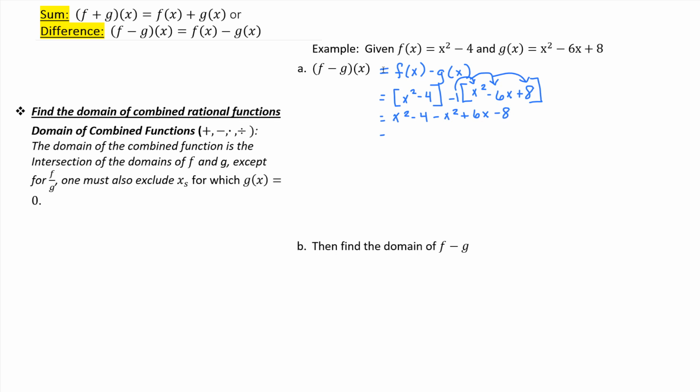And then go ahead and simplify by combining like terms. So x squared minus x squared goes away. You have your 6x piece, and then you have negative 4 minus 8, which is negative 12. So f minus g of x at the end of the day is 6x minus 12.